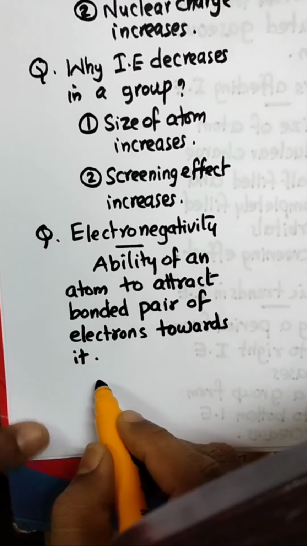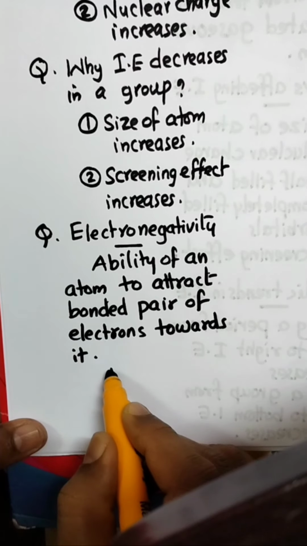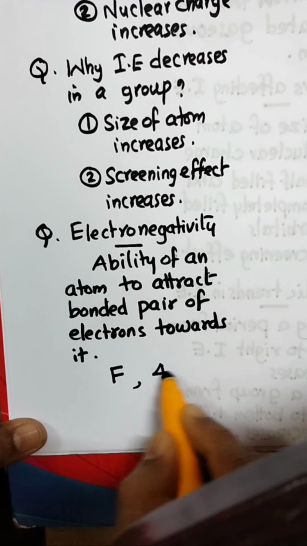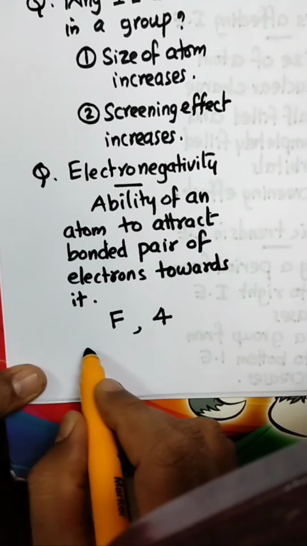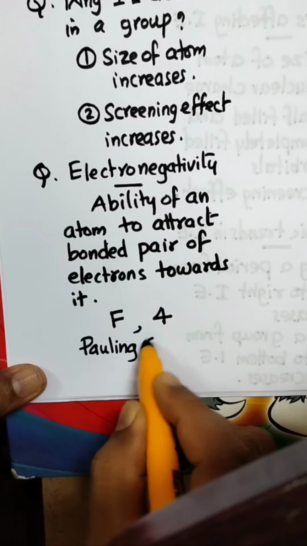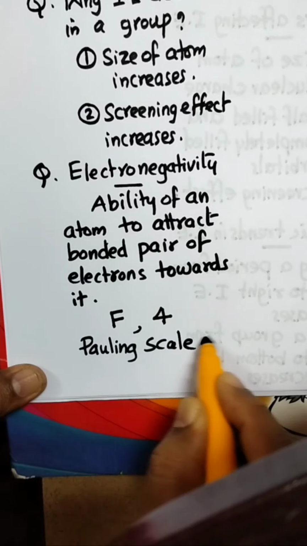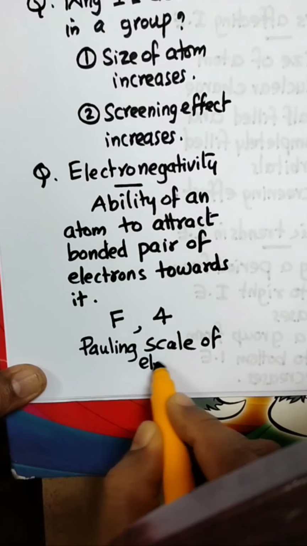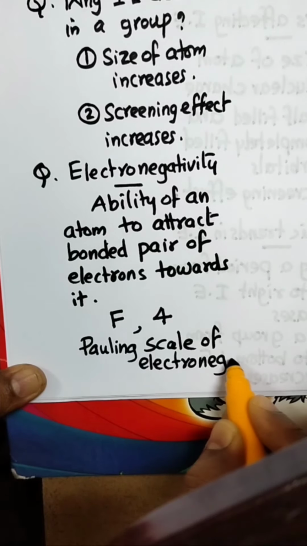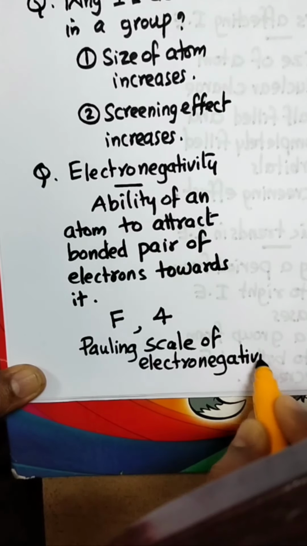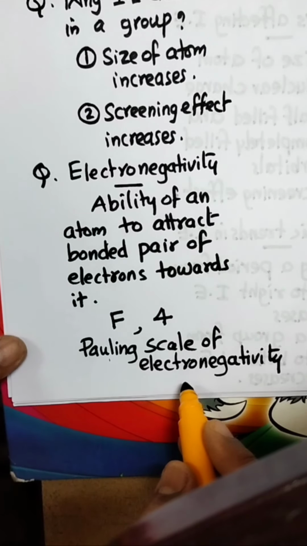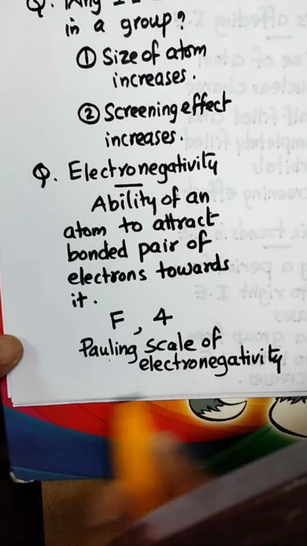Highest electronegative element in periodic table is fluorine. Its electronegativity value is 4. Then, Pauling's scale of electronegativity. This scale is used for finding out electronegativity. So name a scale which is used for finding out electronegativity. It is Pauling's scale of electronegativity.